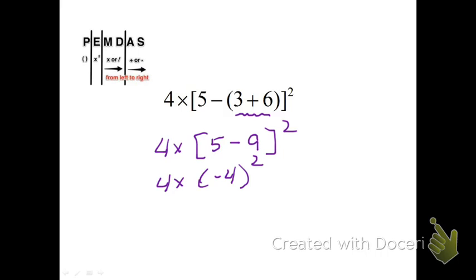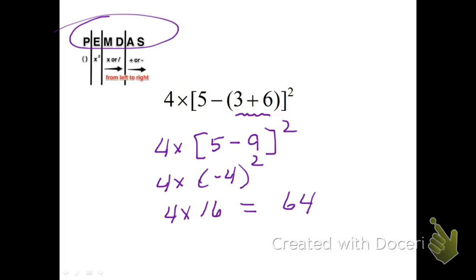Do our exponents next. So we have 4 times negative 4 times negative 4 is positive 16. And last, then we multiply. 4 times 6 is 24, 4 times 1 is 4, and 2 more is 64. So again, following our order of operations.